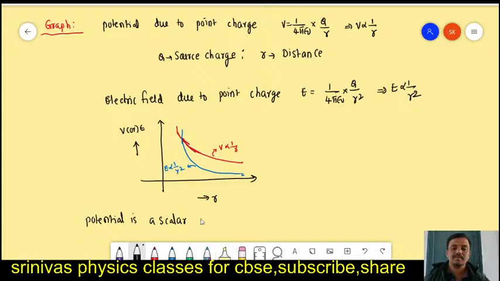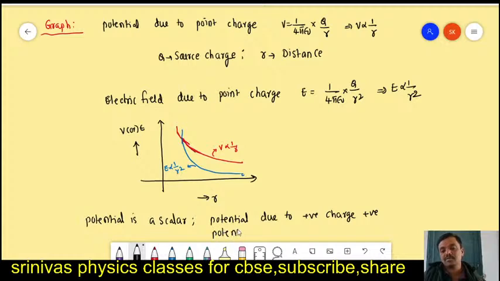Potential due to a positive charge you take as positive. Potential due to a negative charge we should take as negative. Actually, for electric field due to positive or negative charge, for both we have to take positive only, but while adding them we have to use the vector laws. But potential due to a positive charge is positive, and potential due to a negative charge is negative. What is the unit of the potential? Write in the chat box.